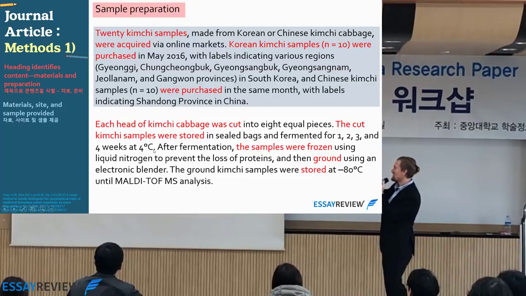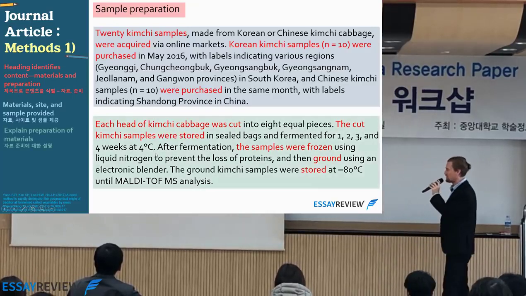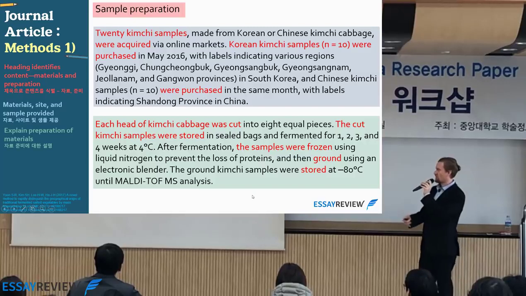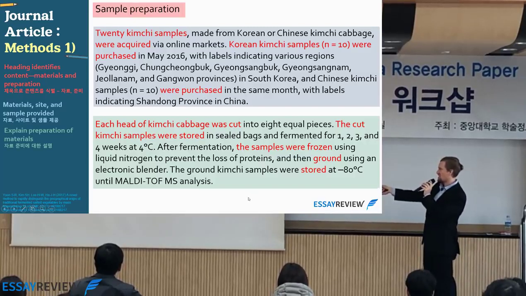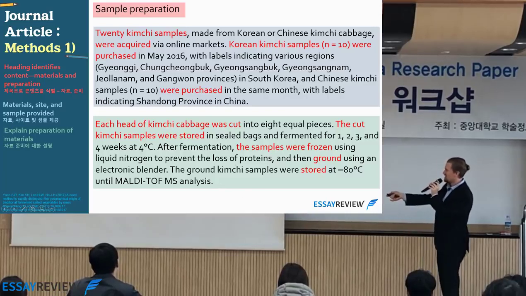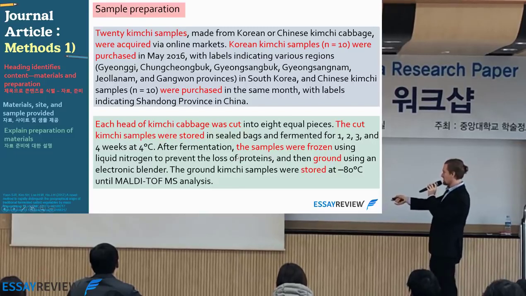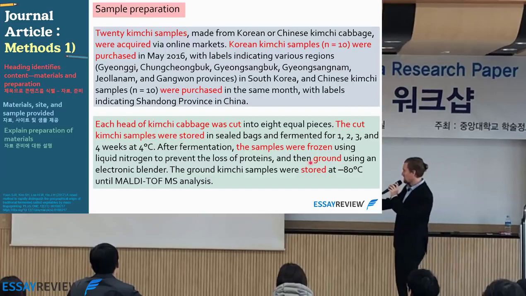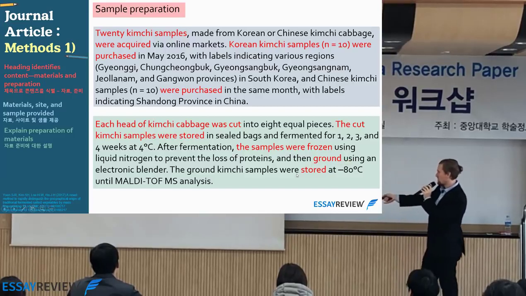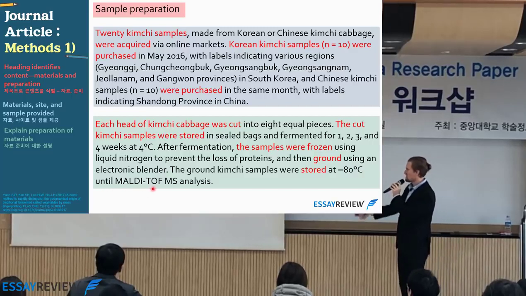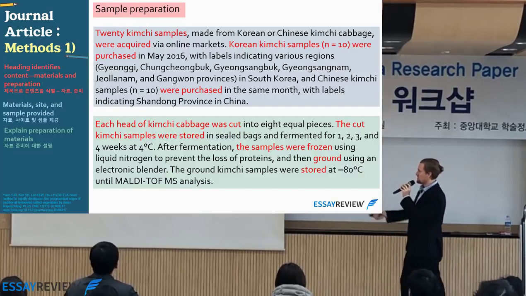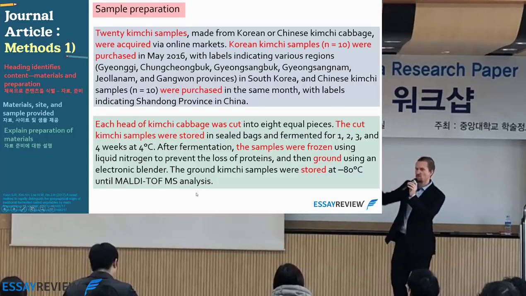The next thing you'll do is explain the preparation, how you prepared the materials. So you're going to have a lot of verbs here. Each head of kimchi cabbage was cut. It's an action verb. The cut kimchi samples were stored in sealed bags. The samples were frozen using liquid nitrogen and then ground using an electronic blender. The ground samples were stored at negative 80 degrees Celsius before MALDI-TOF MS analysis. Again, you have passive voice and a lot of different verbs.